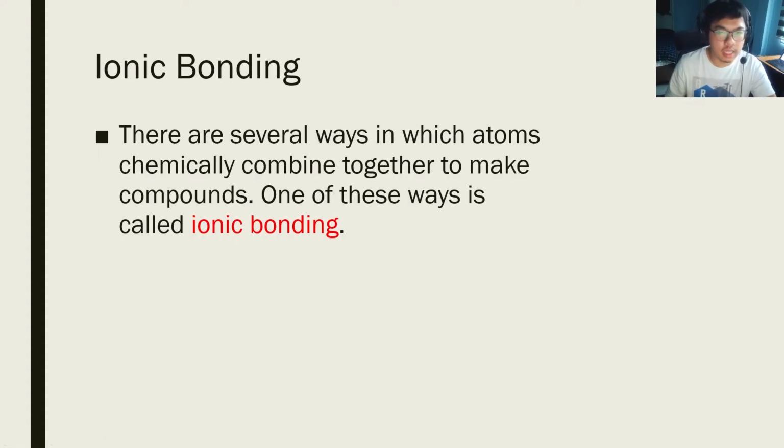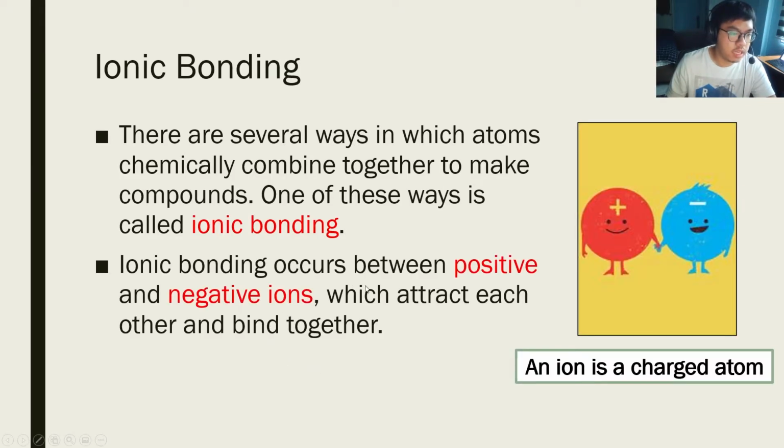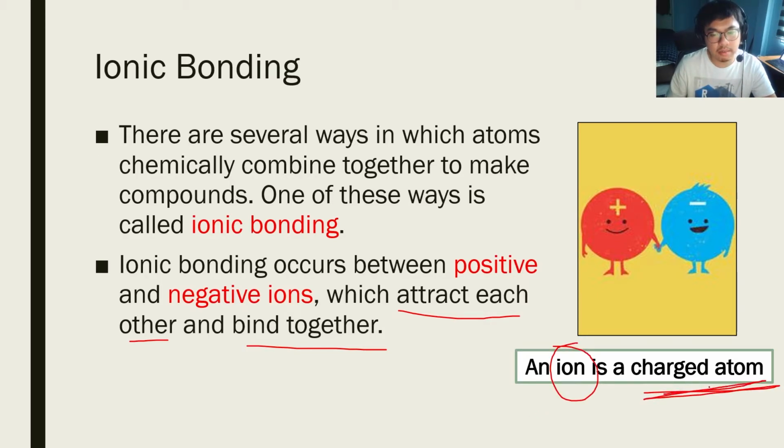So this is ionic bonding, when an atom becomes an ion and it joins up with another ion in order to become a compound. There are several ways in which atoms chemically combine together to make compounds. One of these ways is called ionic bonding. Ionic bonding occurs between positive and negative ions. They have opposite charges, so they attract each other and bind together and become a compound. So an ion is a charged atom, and we will look a bit more deeply at what this means and how an atom becomes an ion.